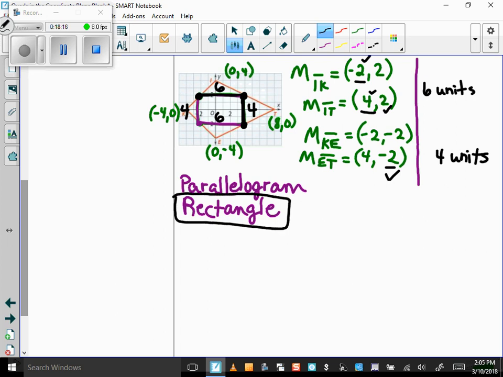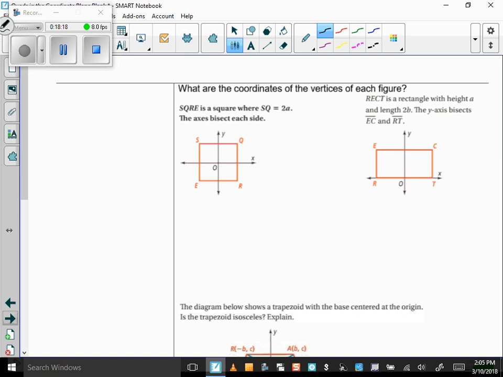All right. What do we got next here? Oh, we got some problems that don't have numbers. They just have letters. We hate it when it's like this, but we're going to have to deal with this. Okay, so let's see what we got here. SQRE is a square where SQ, where's SQ? Here's SQ. SQ is 2A.